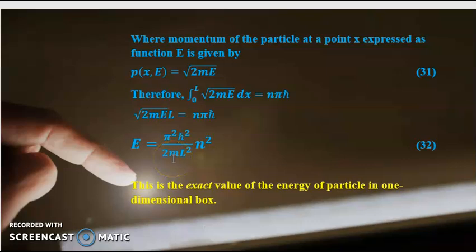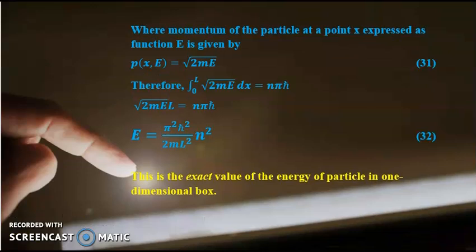And in fact this is the exact value of the energy of a particle in a one-dimensional box. हालांकि ये approximation method है, लेकिन one-dimensional particle in a box के केस में we are getting exact solutions for bound energy levels. So this way we have discussed a particle in a one-dimensional box and applied WKB approximation to get the energy levels.